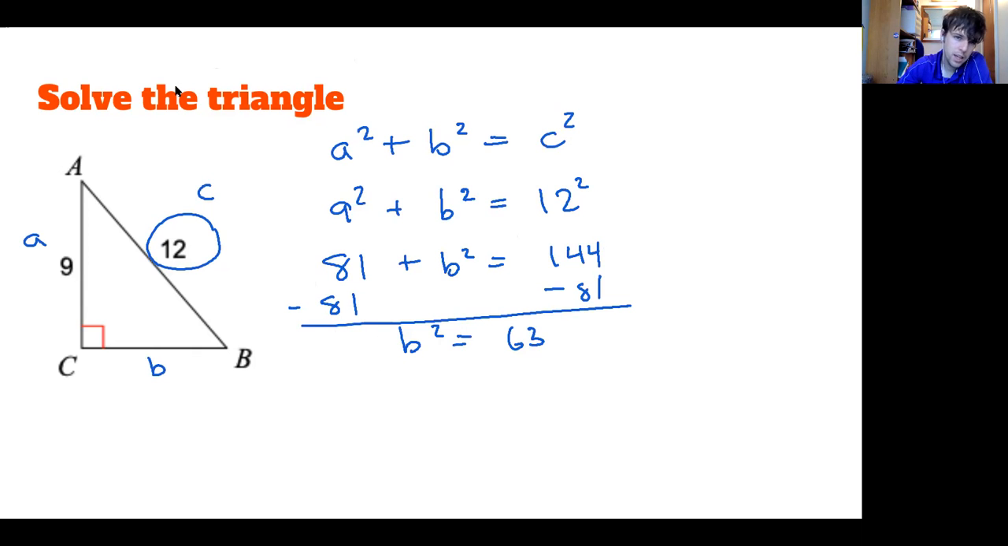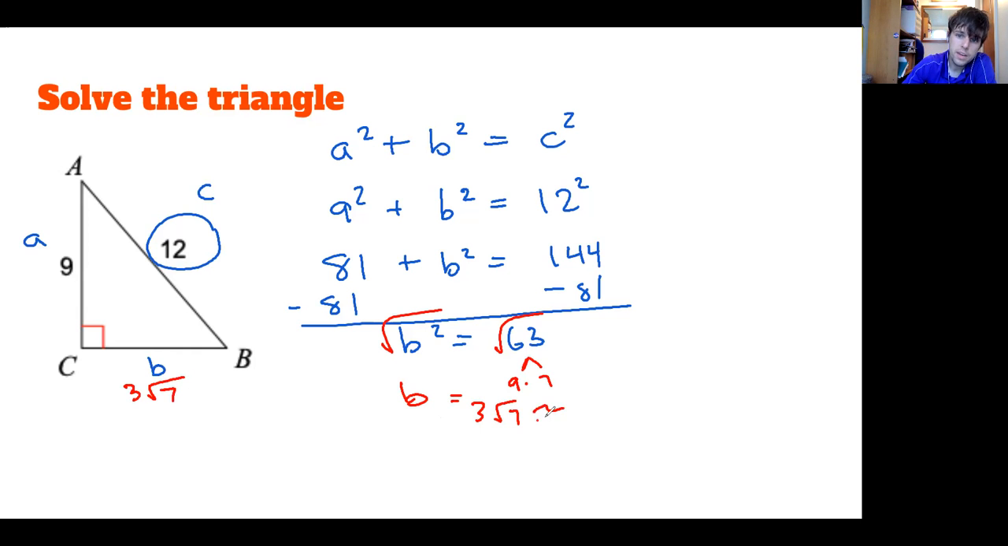And at this stage, we have a couple options. We could get a decimal approximation. So we could get b is equal to, let's see, this is 9 times 7. So we could get that b equals 3 root 7. That would be an exact value. That would be simplified radical form. So 3 root 7, that's fine. That's very precise. That's a really nice answer.